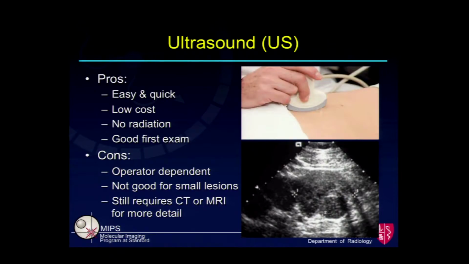The downside to an ultrasound is that this technologist that I just mentioned, it's very dependent on how skilled they are in terms of being able to perform the exam. So two different technologists could pick up two very different results on the same person. And it's not very good for small lesions. Again, it has to be relatively large for us to be able to pick it up on an ultrasound. And once again, it usually requires a CT scan or MRI scan as a follow-up to fully stage what's going on with that tumor. However, again, it is a good first exam to do.